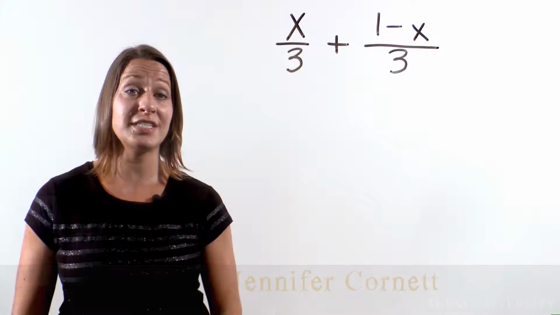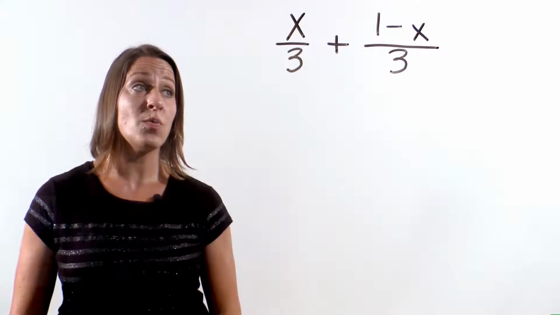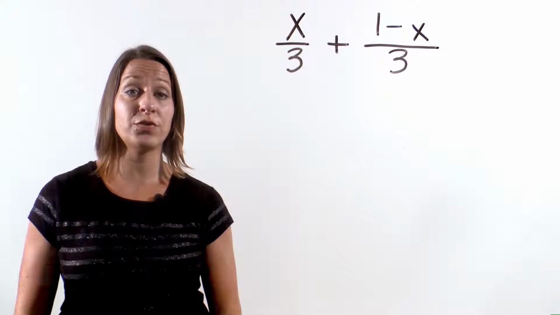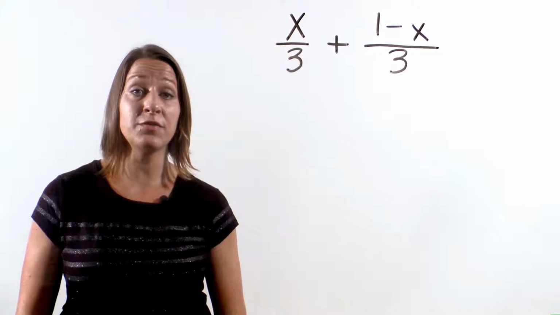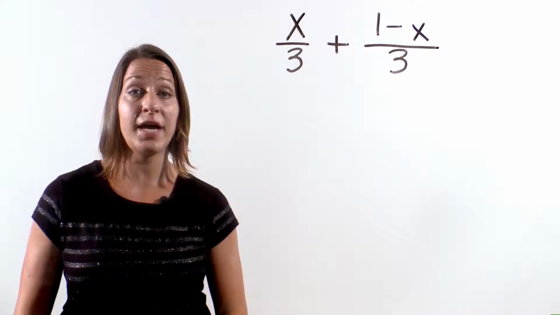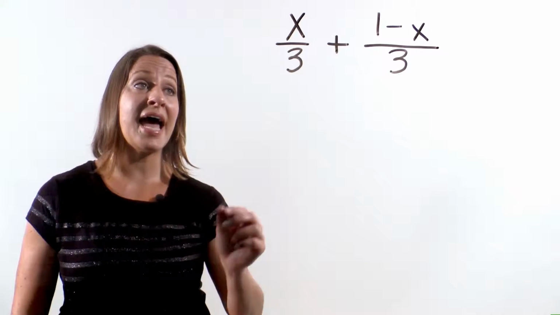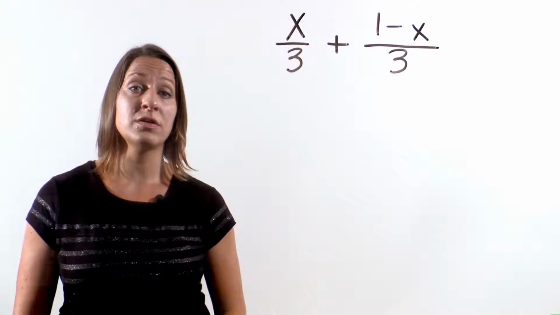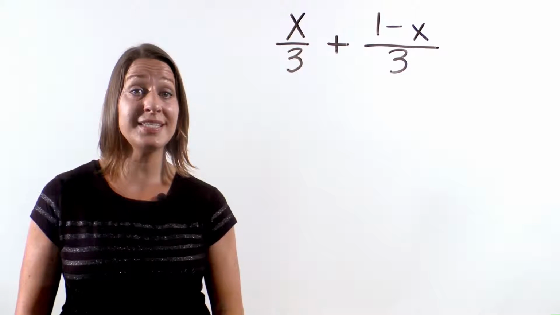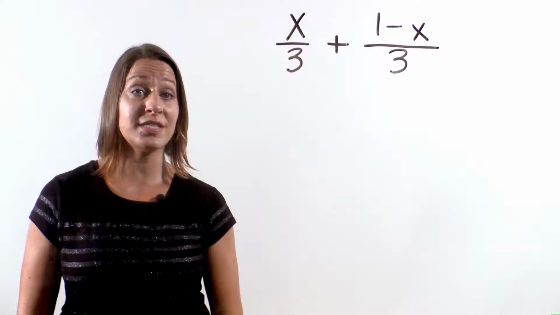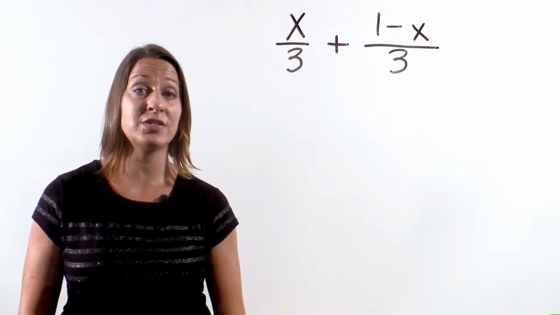Let's take a look at this first example. We have x over 3 plus 1 minus x over 3. Now, if you remember anything about adding basic fractions, the same rules apply when we're adding rational expressions. We're really going to add the numerators together as long as the denominators remain the same. In this example, our denominators are the same. They're both 3, so we're ready to just add the numerators together.